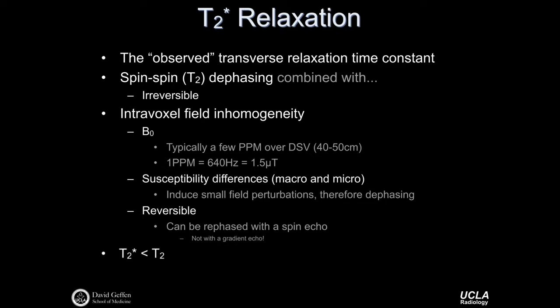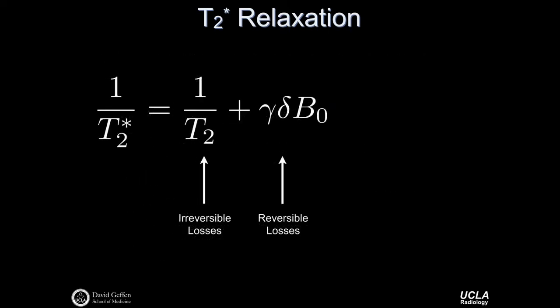A good thing to remember is that T2 star is always less than T2, so these are additional sources of off resonance that cause additional signal dephasing, additional signal losses, so the time constants are even shorter than they are for T2. This is one way to understand the relationship between T2 star and T2. So 1 over T2 star is equal to 1 over T2 plus gamma times some delta B0. And you can look at the units of this to understand that it looks like 1 over a time. These are the irreversible losses, but these are the reversible losses.